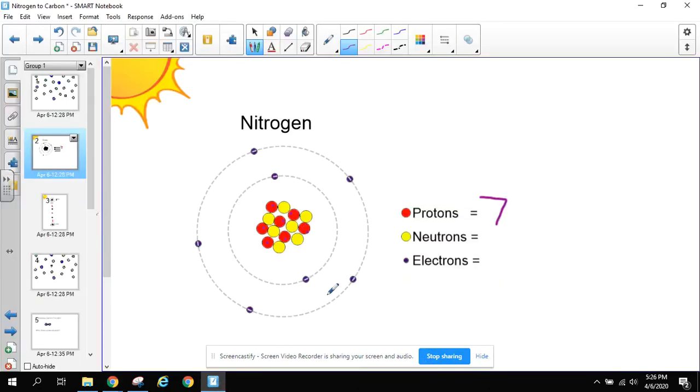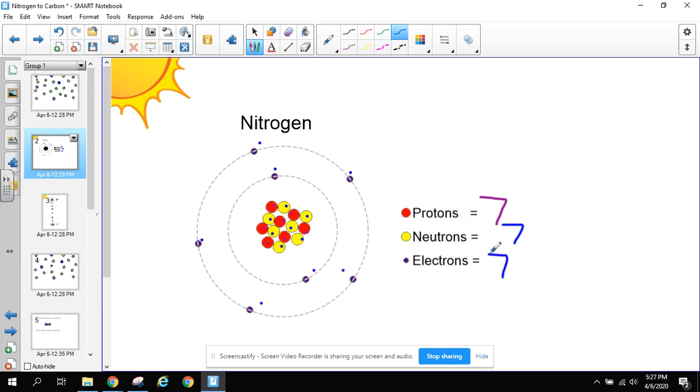So yeah, here's a nitrogen atom. Along with the protons, this nitrogen atom does have other types of subatomic particles like neutrons. Neutrons here, there's one, two, three, four, five, six, seven. So there's seven neutrons, and one, two, three, four, five, six, seven electrons.